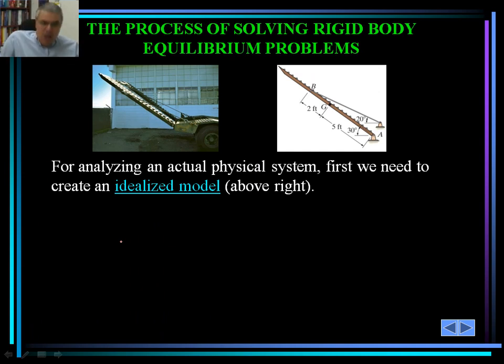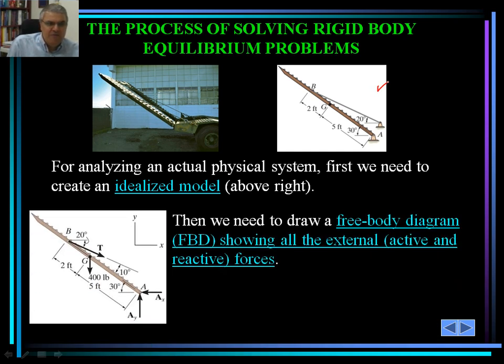So how can we solve the problem that I've just shown you? The process of solving such a rigid body equilibrium problem: first, we need to have some kind of an idealized model. This is called our idealized model. And then we need to have a free body diagram. Again, the free body diagram is a graphical representation of the body under consideration, in which all the external forces and moments would be identified.